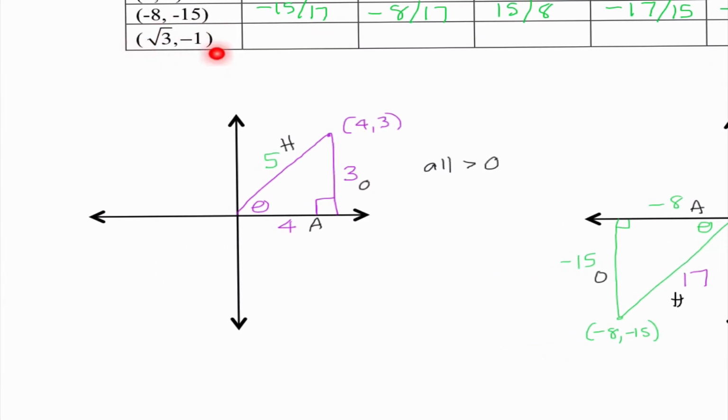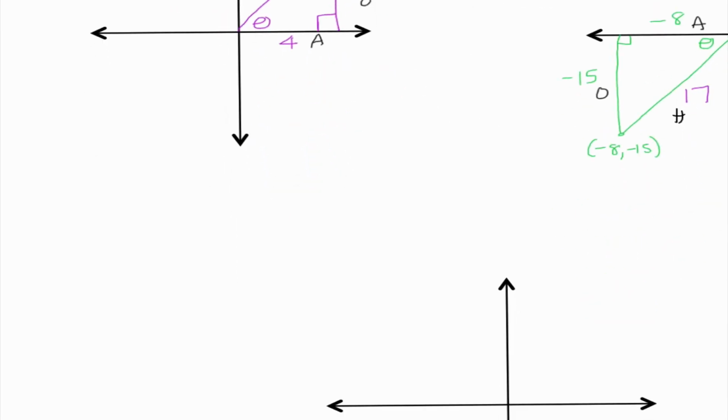Last but not least, I have radical 3, negative 1. So this means I'm going to the right and I'm going to go down. So let me move there. So that is going to be in quadrant 4. So I'm going to go ahead and draw radical 3, negative 1 in quadrant 4. That means I'm going to the right radical 3 and down 1.